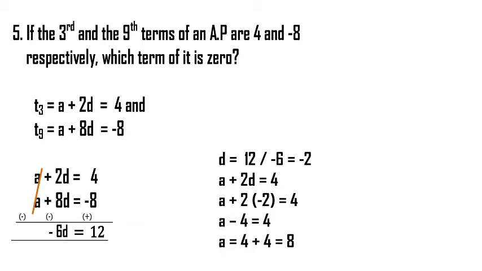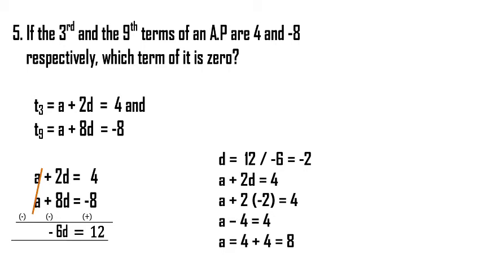But to find out the value of n, we need the values of A and D. How to find out A and D? The A and D values are not given in the question. The sequence and the terms are not given. Instead, the values are given that T3 is 4, which is written as A plus 2D, and T9 is given as minus 8, which is represented as A plus 8D.